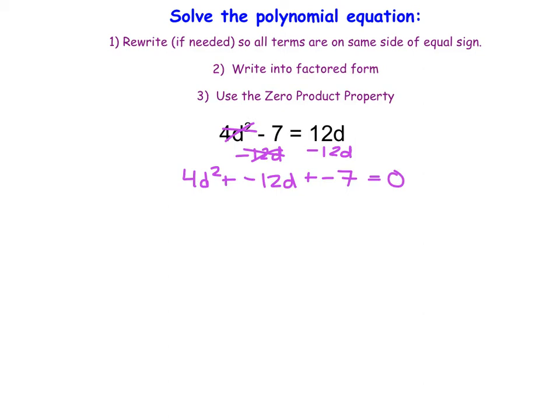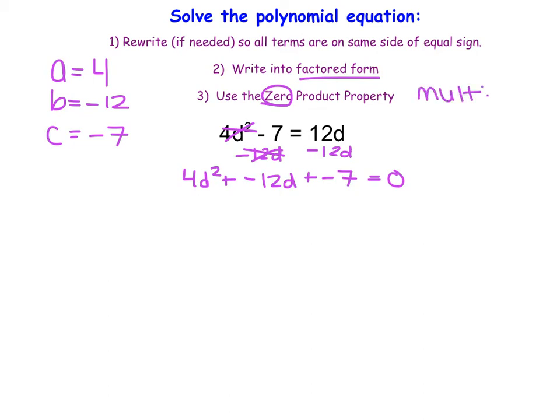So then from here, because I have the 0 part of the zero product property, I can start working on writing it into factored form. So I start by finding a, b, and c, where a is the coefficient of d squared, which is 4, b is the coefficient of d, which is negative 12, and c is just the constant at the end, which is negative 7. So I need 2 numbers that multiply to a times c, which is 4 times negative 7, which is negative 28, and add to negative 12.